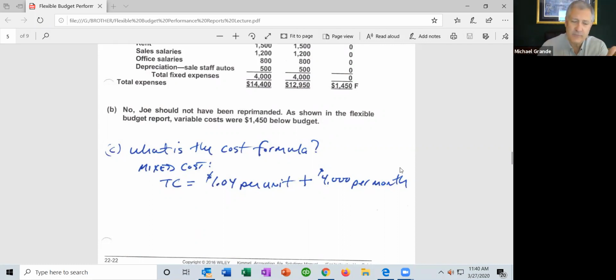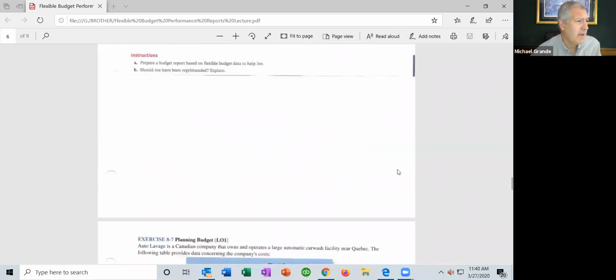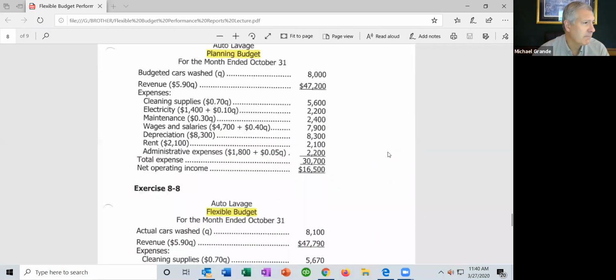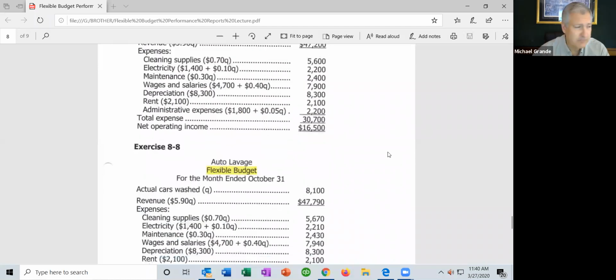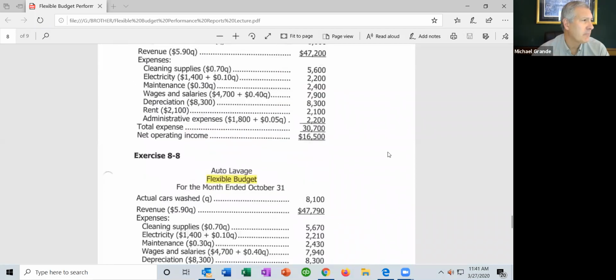So far, we've seen Barton Robotics. We saw a nice example here, Soria Company. I have added another problem here. This comes from a different textbook, so it says something about chapter 8, don't worry about it. I've given you the problem, and I've given you the solution. Let's walk through it briefly. I think it's fairly easy to follow. Let's take a look at it.